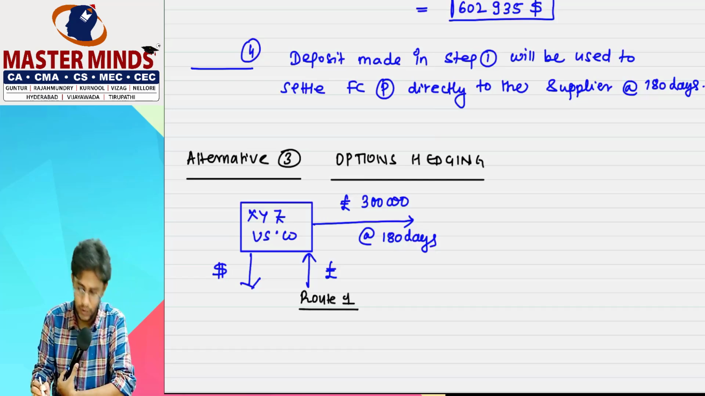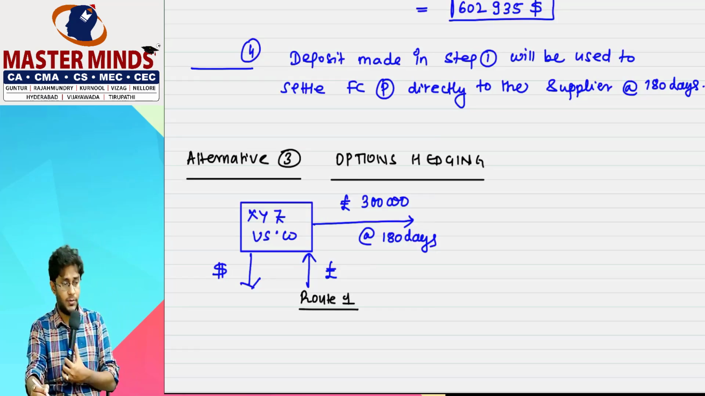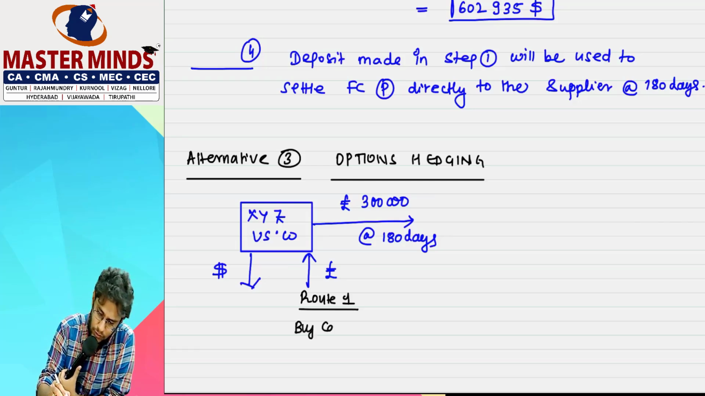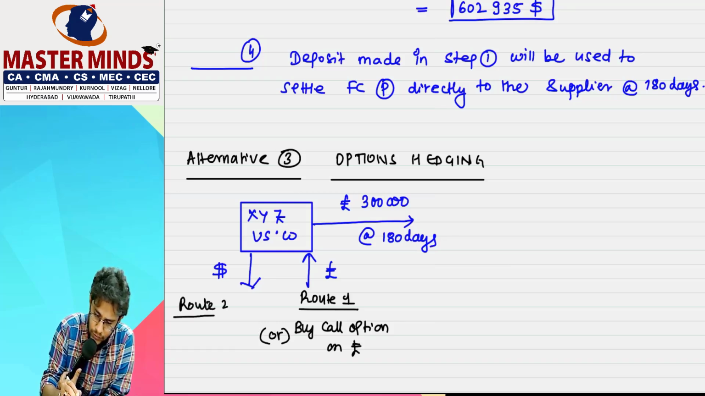Route 1. Tell me, sir, what is your route 1? Buy call option on pound, or what is route 2? Buy put option on dollar.